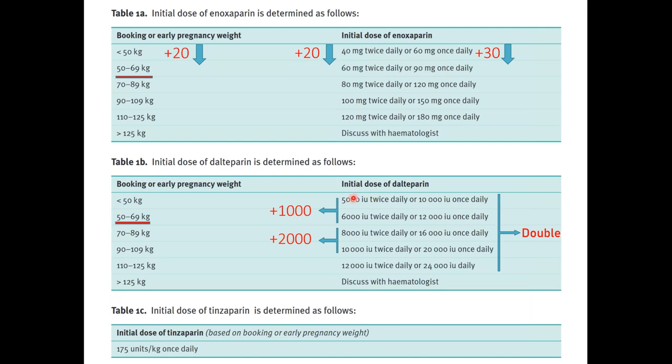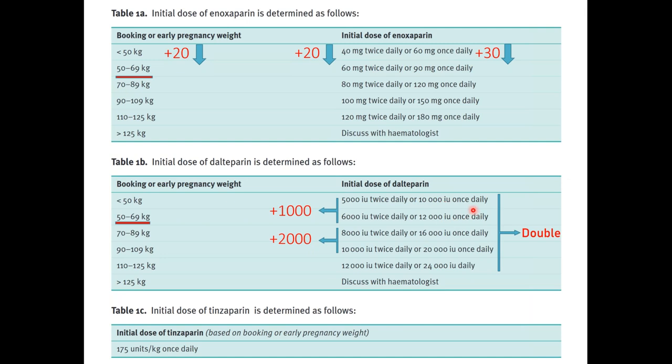So here we add 1,000 between the dose for less than 50 and the dose for 50 to 69 kilogram. And we add 2,000 for the doses after that, for 70 to 89 and 90 to 109. It will be 8,000 here, 6,000, and we add 2,000 each time. For once daily, we double.